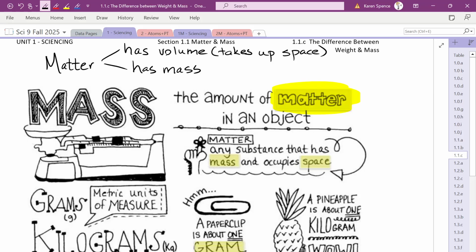That's a kilogram. So that's about 1,000 paper clips. It's satisfying to hold because it's weighted. And a pineapple is about 1 kilogram. But this is more dense than a pineapple.